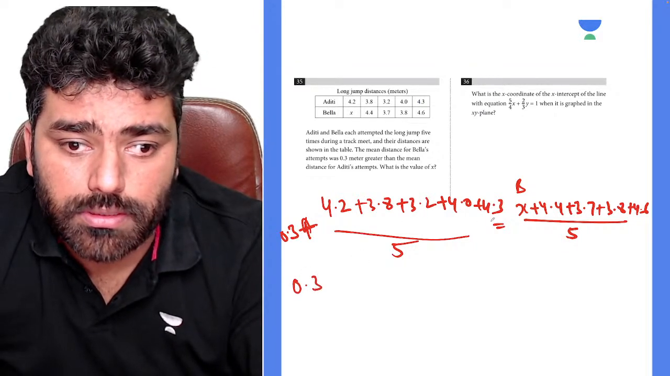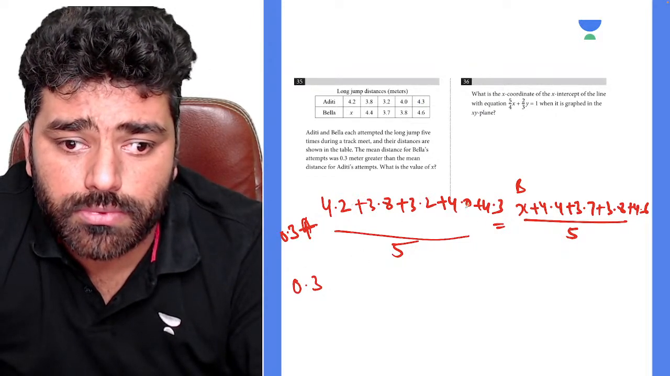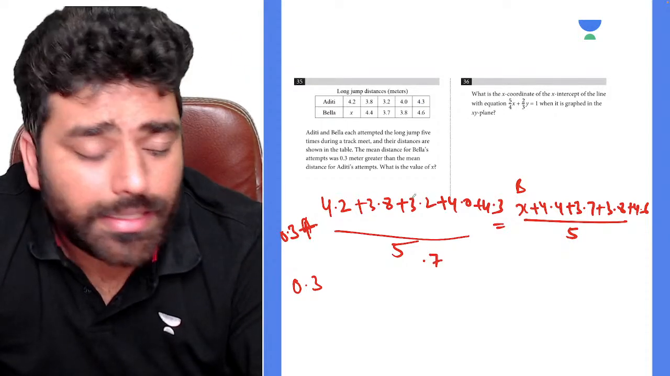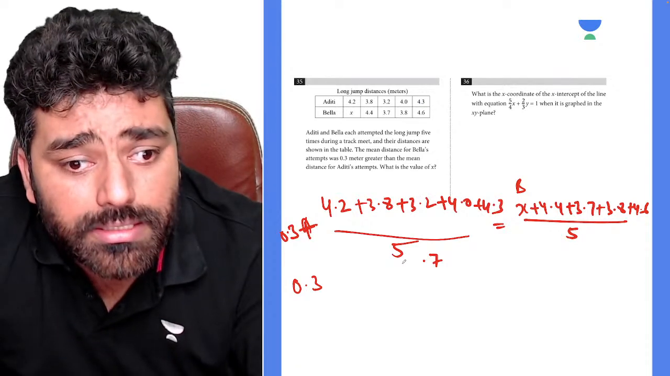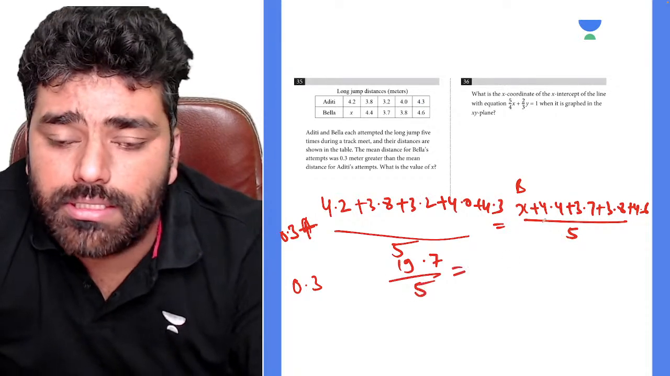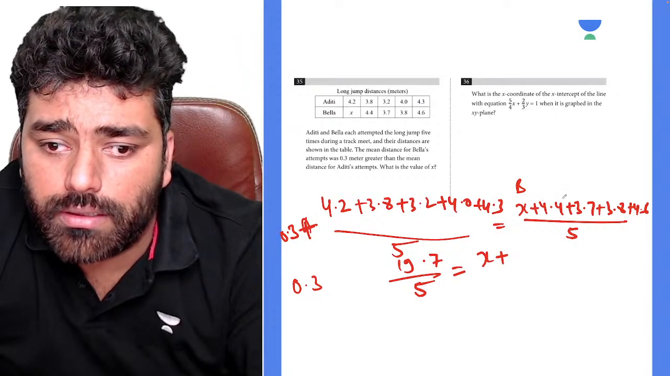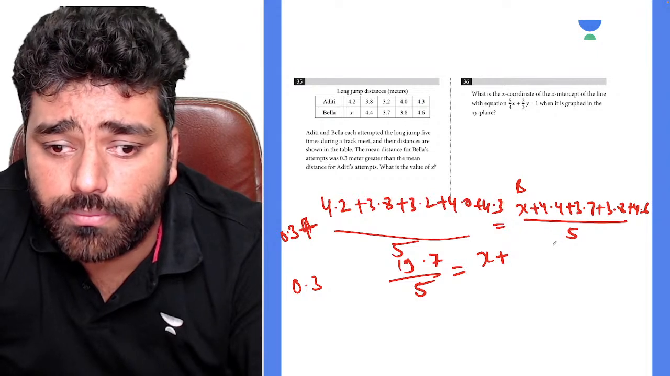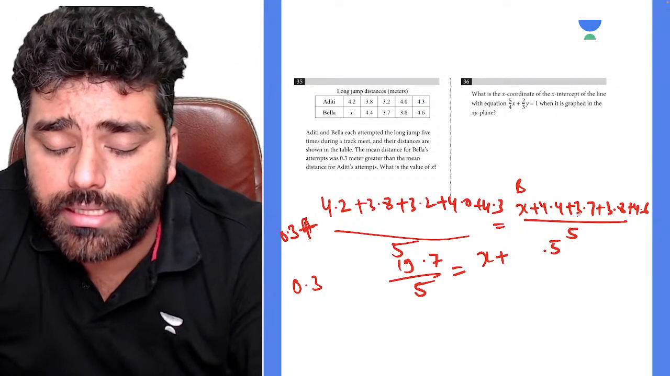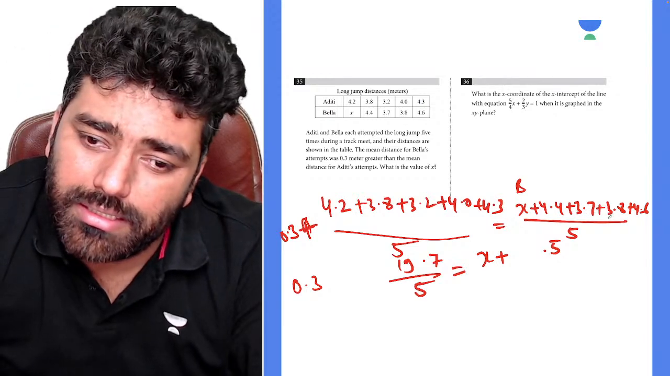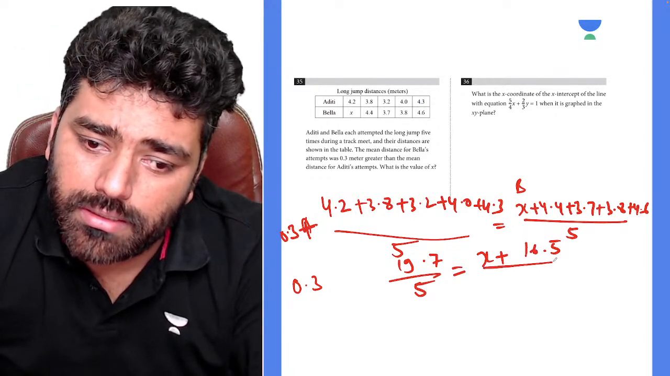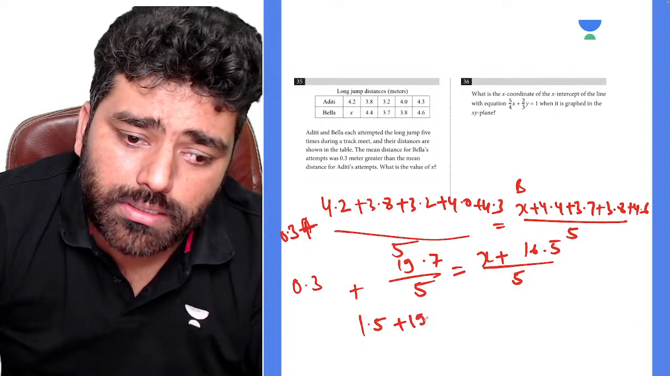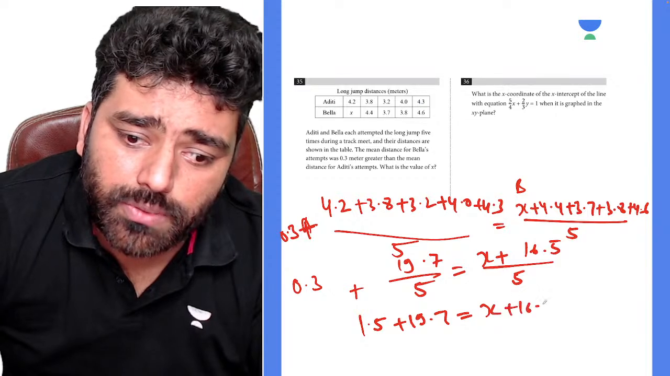So this is going to be what, 4.2 and 3.8 is 8, and 3.2 is 11.2, and 4 is 15.2, this is 19.5 divided by 5. And the other side, 4.4 and 3.7 is 8.1, 8.1 and 3.8 is 11.9, and 4.6 is 16.5, and divide by 5. So you will multiply by 5 everywhere. So this is 2.5 plus 19.5 is equal to x plus 16.5, right?